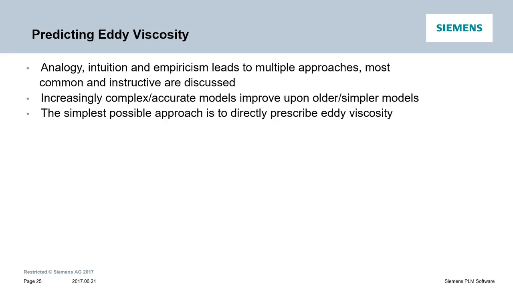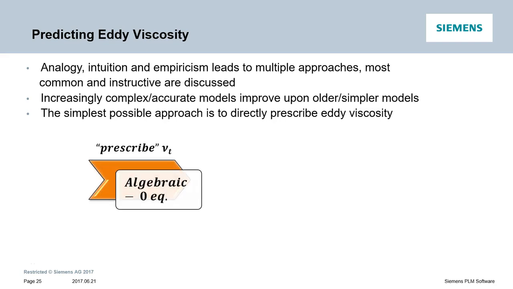And moreover, increasingly complex and accurate models can be developed, which improve upon older and simpler models. The simplest possible approach is to directly prescribe eddy viscosity. That is, somehow I know the local distribution of eddy viscosity, and hence no transport equation for the eddy viscosity is solved. So these are known as zero equation models or algebraic models, because eddy viscosity is prescribed algebraically and no equation is solved.